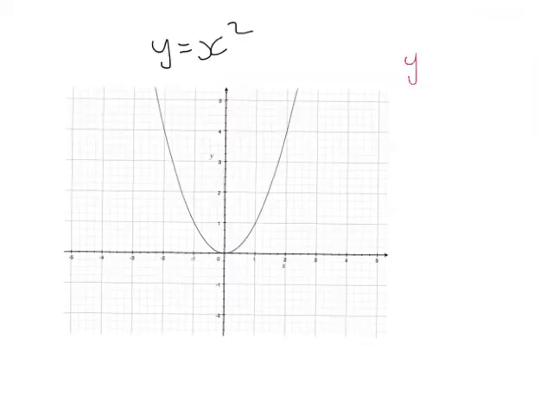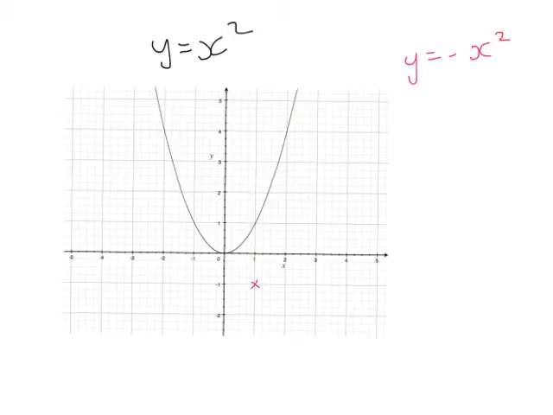Okay, so now we're going to sketch the graph of y equals minus x squared, and let's look at a few points for this. When x is equal to 1, y is going to be equal to minus 1 squared. Now remember your rules of BODMAS. You're going to do the squared bit first. So 1 squared gives us 1, and then y is going to be equal to negative 1.